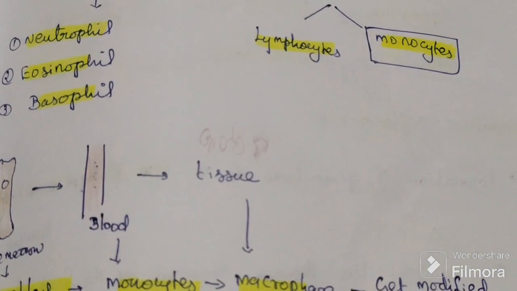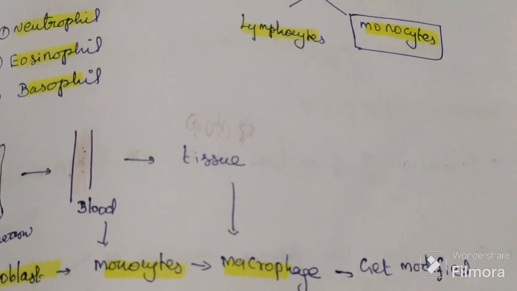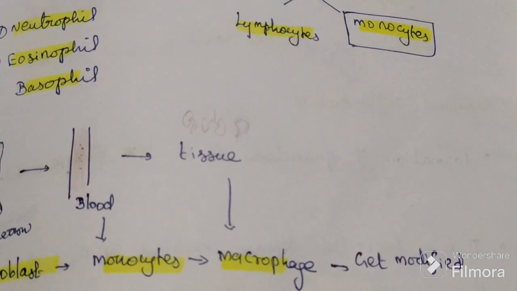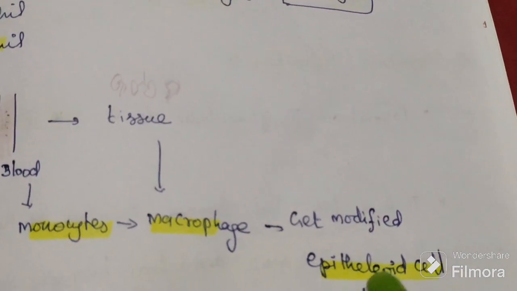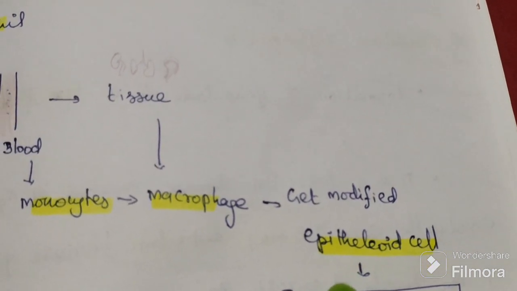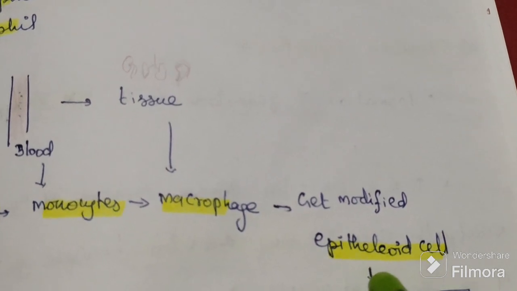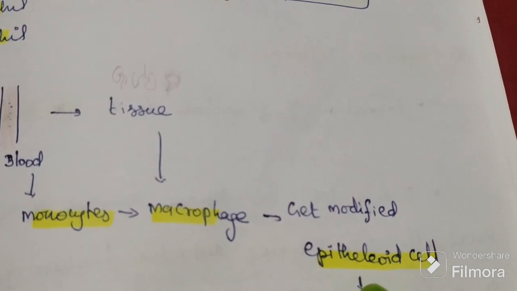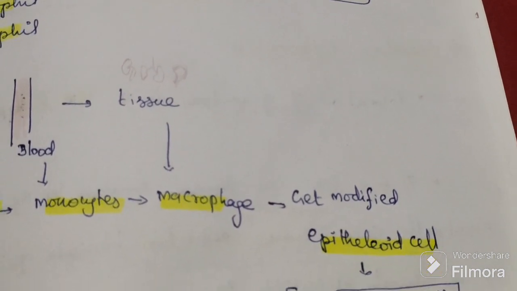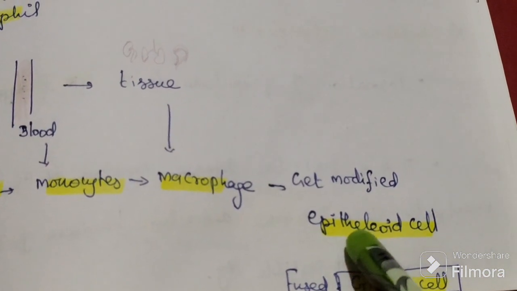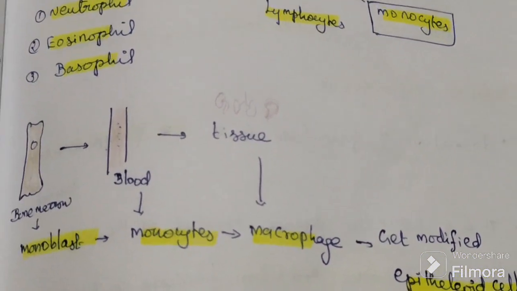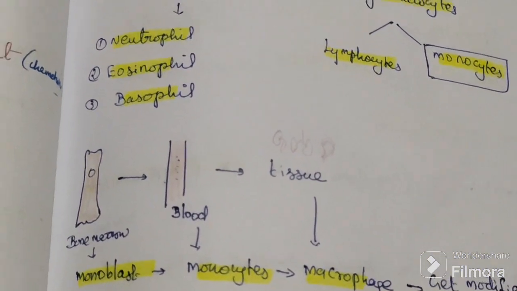With the help of certain cytokines, that is interferon gamma, these macrophages are converted to activated macrophages. Activated macrophages are also known as epithelioid cells. So you understand the sequence of formation. These epithelioid cells fuse and form giant cells. This is the overall outline.